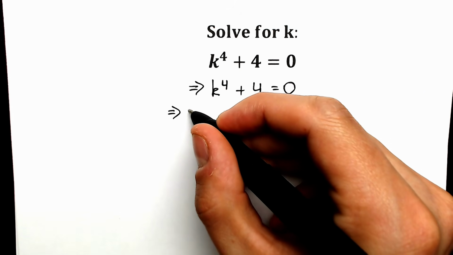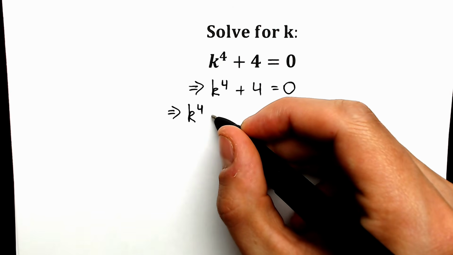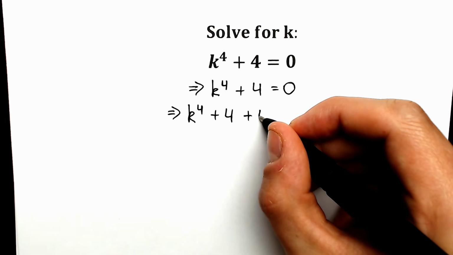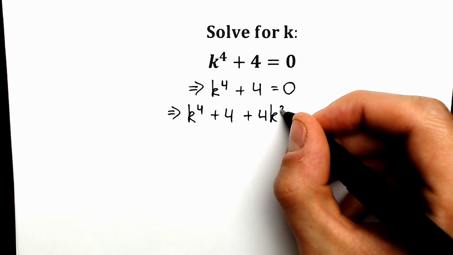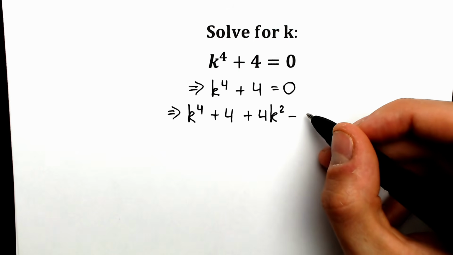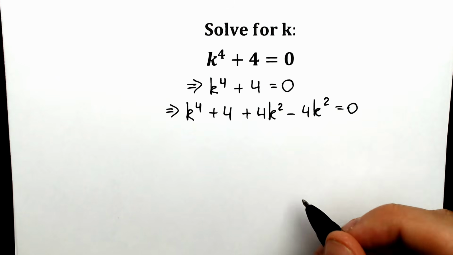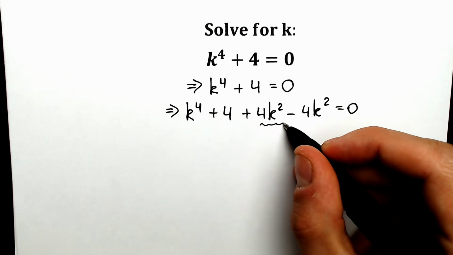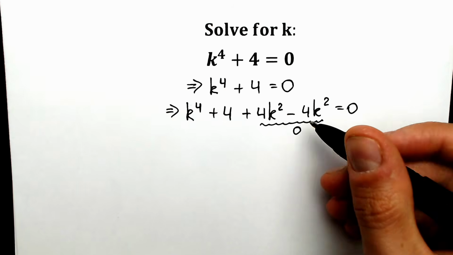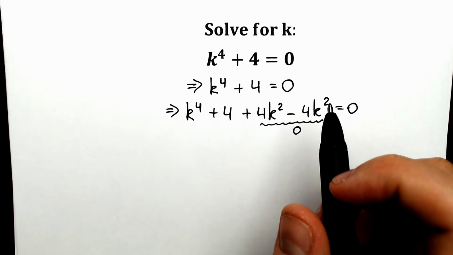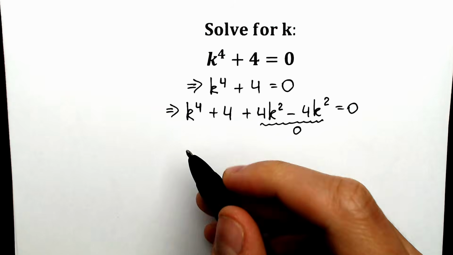So we have k to the power 4 plus 4, and right now I'm going to add to this expression 4k squared, and of course we need to subtract it, so minus 4k squared equal to 0. So basically it changes absolutely nothing. What we add is exactly what we subtract, and it equals 0. But right now let's try to regroup all the things.